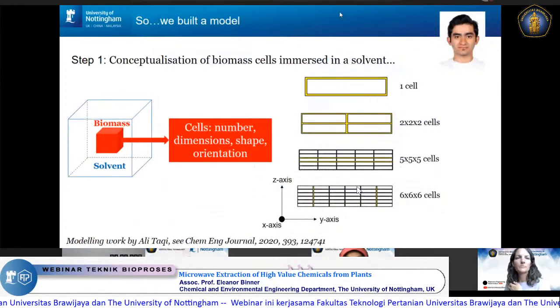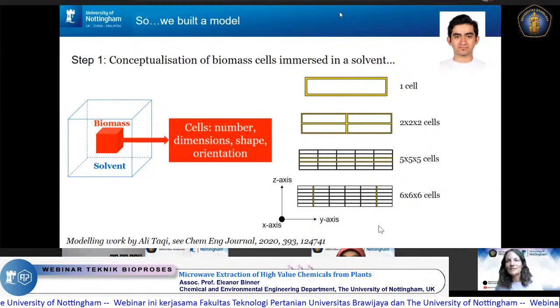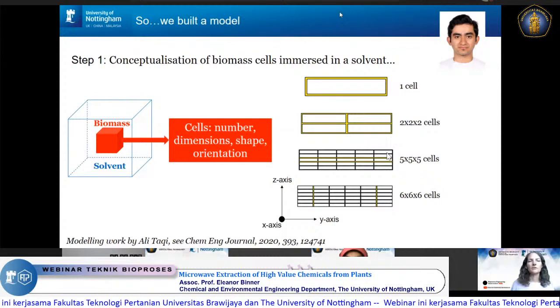is we've built a model. This is ongoing work and really exciting. This is done by a student called Ali Taki. I've put a picture of him there. It's a few years old. He's not quite as youthful as he is there. And we've recently published this. So what he's done is he's trying to demonstrate that this really can work in solvent extraction. I'm not going to go into the details. I don't have time today.